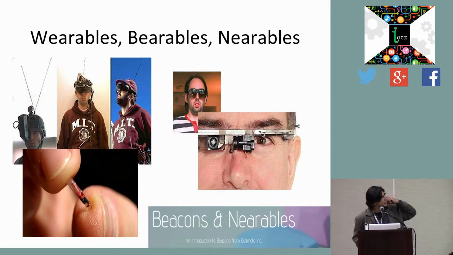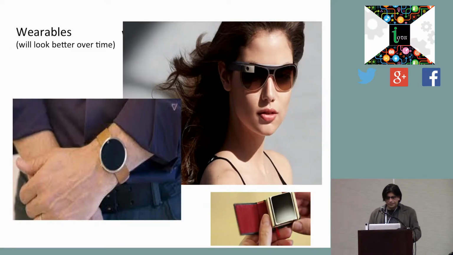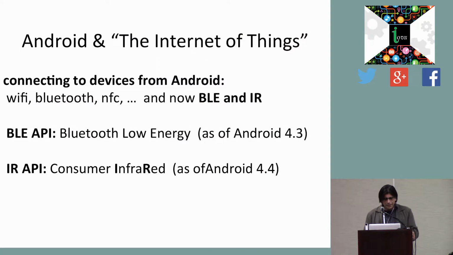Bearables, because it could be embedded in the body, not just over the body. And nearables are referencing devices like beacons and so forth. And of course, we have smartwatches. And over time, of course, we're not going to look as ridiculous as early adopters of Glass and so forth. It's going to get better over time.